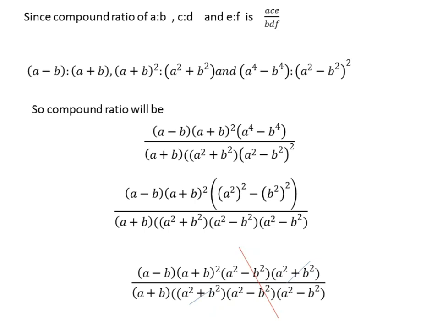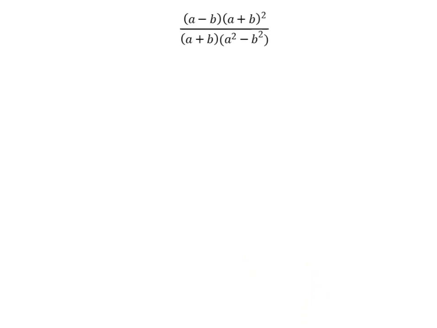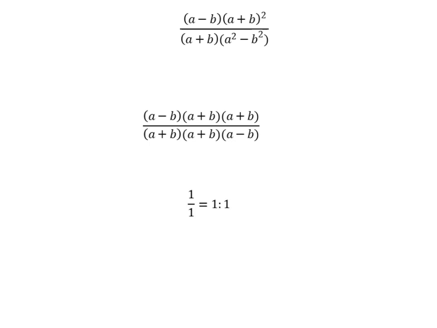Here the red line is showing that we are cancelling out A square minus B square, and A square plus B square is also cancelled out with A square plus B square. Now the left one is A minus B into A plus B whole square upon A plus B into A square minus B square. Now this A plus B whole square can be written as A plus B into A plus B, and A square minus B square can be written as A plus B into A minus B. Now we can see that all the terms are the same in numerator and denominator. So cancelling out we will get 1 upon 1, or we will have the compound ratio 1 is to 1.